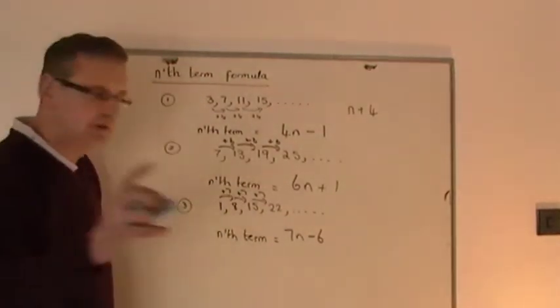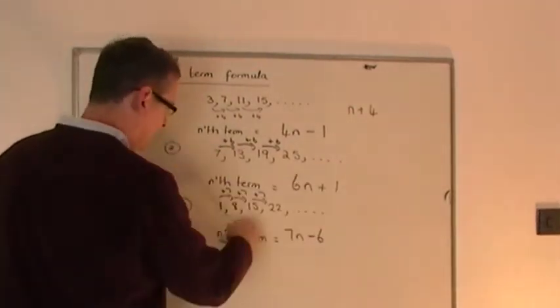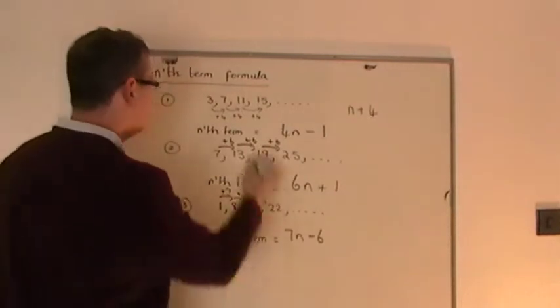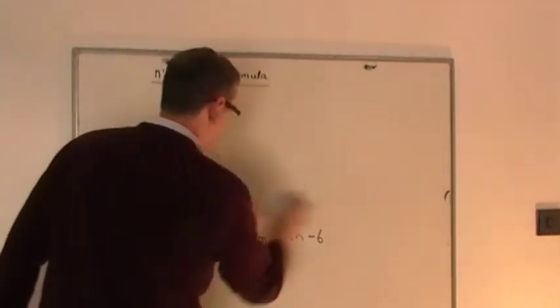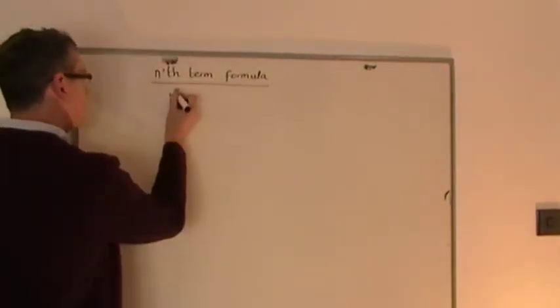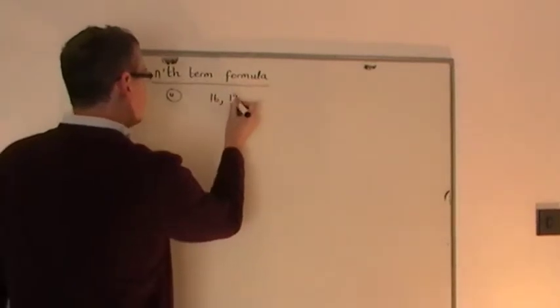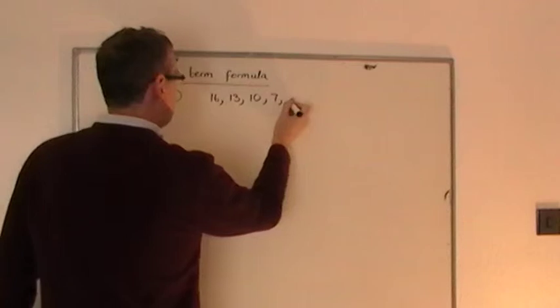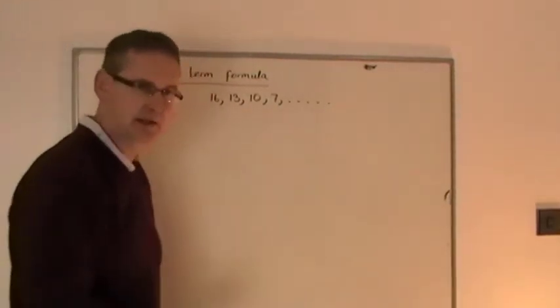You'll notice in each of these, each of the sequences are increasing in value. 1, 8, 15, they're getting bigger each time. Sometimes this sort of thing happens, so I'll do a couple of examples where this happens. Number 4, you might have something like 16, 13, 10, 7 and so on. So we've got a sequence of numbers, but this time they're decreasing.